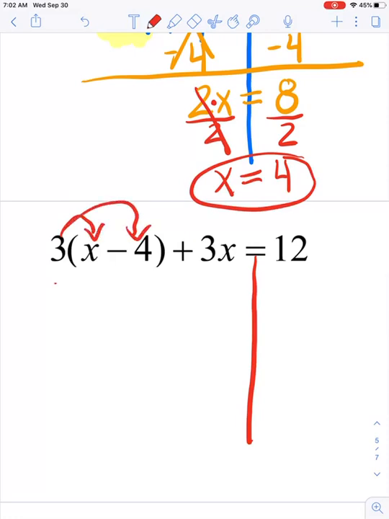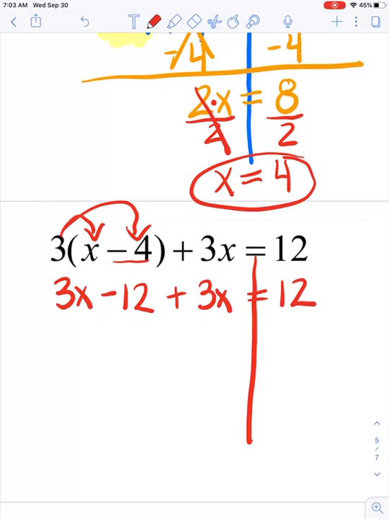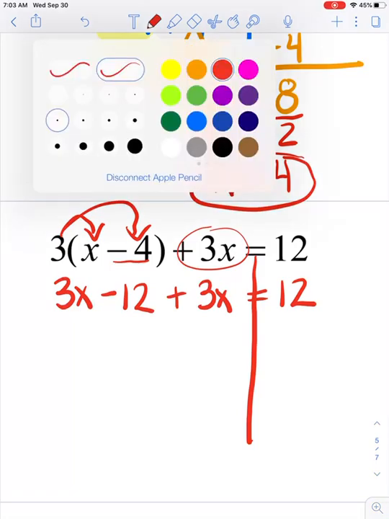So I get 3 times x, which is 3x. 3 times a negative 4, so that's going to be a negative 12. And then I still have this plus 3x is equal to 12. I haven't done anything with this 3x yet. I don't distribute the 3 to that 3x because that 3x is not in the parentheses.